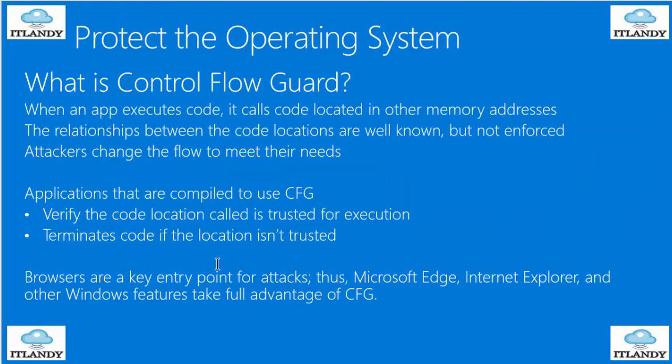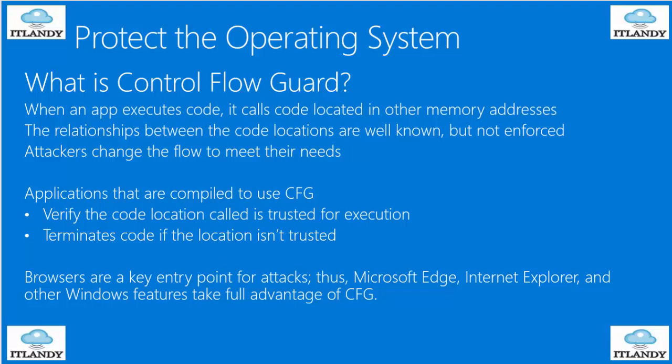First thing is Control Flow Guard. So with Control Flow Guard, what is it? When an app executes code, it calls code located in other memory addresses. The relationships between the code locations are all well known, but not enforced. Attackers change the flow to meet their needs. What we can do here is compile applications utilizing CFG, which will verify the code location is trusted for execution. Also, it can terminate if the location isn't trusted. Browsers are the key entry point for attacks, thus Microsoft Edge, Internet Explorer and other Windows features take full advantage of CFG.